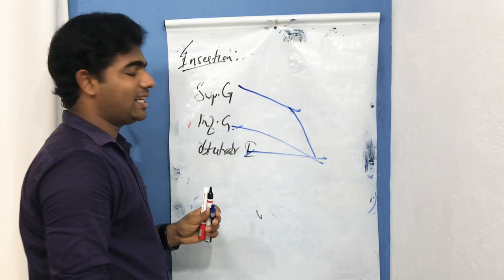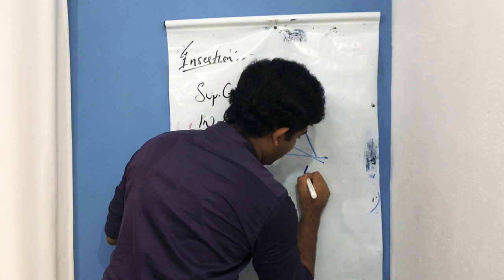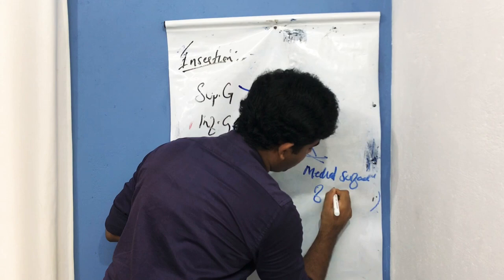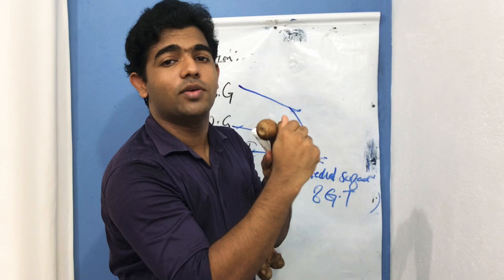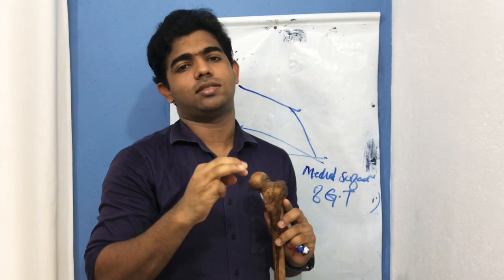And where is it inserted? Greater trochanter itself. Medial surface of the greater trochanter. You just have to remember the surface. That is the medial surface of the greater trochanter. Here you have the greater trochanter, right? And here inside it, you have the insertion of superior gemellus, inferior gemellus and obturator internus. Three muscles are inserted over there.